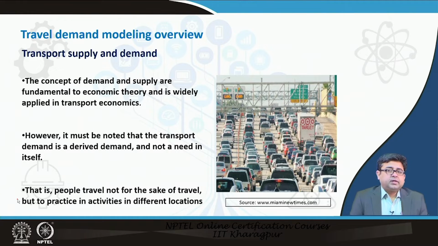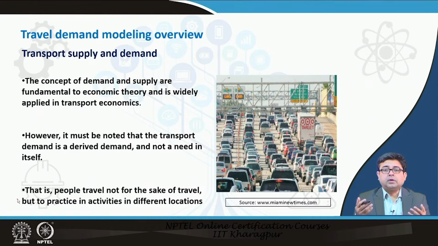So, this concept of travel supply and demand is essential to the understanding of transportation modeling. Now, the supply side of it is the availability of roads in our city. That is an example of supply. So, I have n kilometers of road in my city. That is the supply of the transportation network.